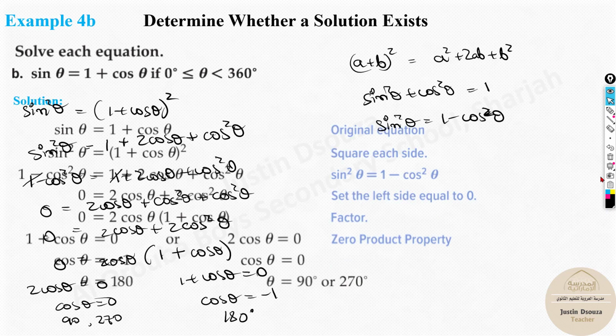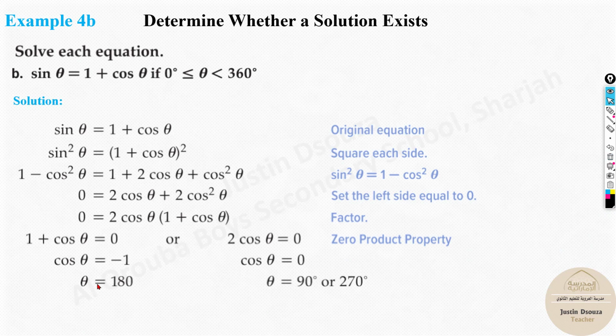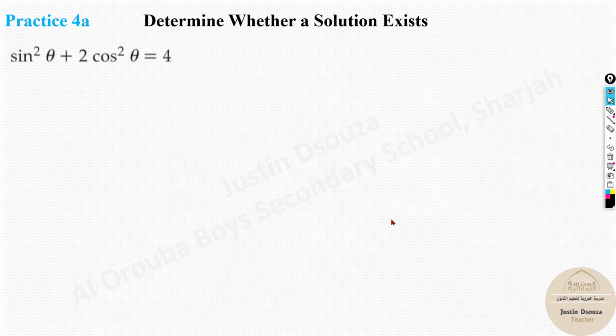Let's just check the answers over here. 90, 270 and 180, and those are the answers. You can see it's 180, 90, 270. That's how we solve it.